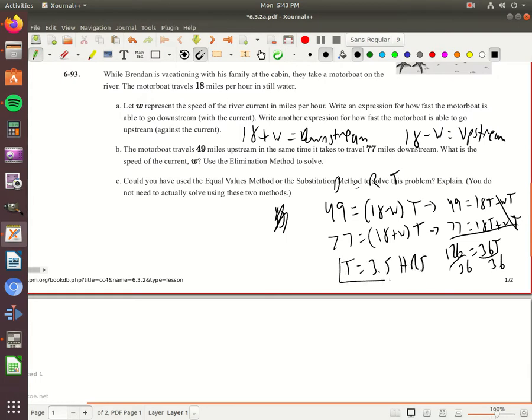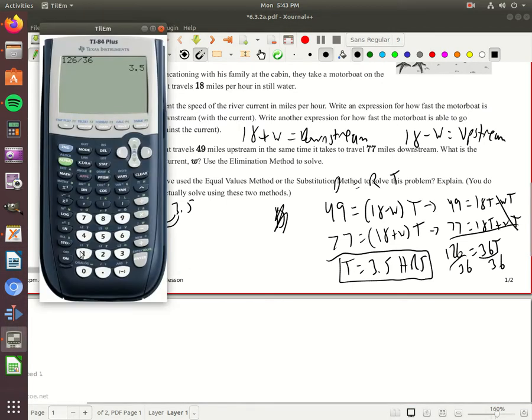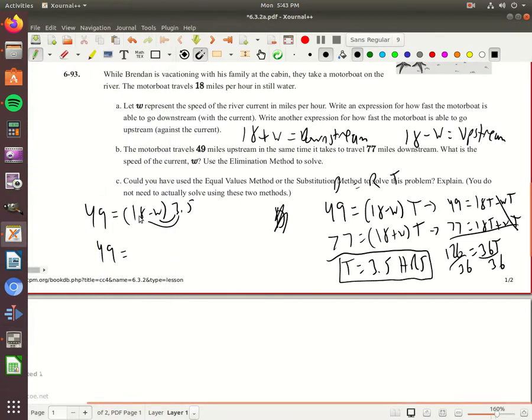So the question is, what is going to be the W, right? So if I plug in 3.5 for T, we'll get 49 equals 18 minus W times 3.5. I'll distribute. So I get 49 equals, what's 18 times 3.5? And this problem's a little bit trickier because it's distance equals rate times time, right? So we get 630 minus 3.5 W. We'll subtract 630 from each side.